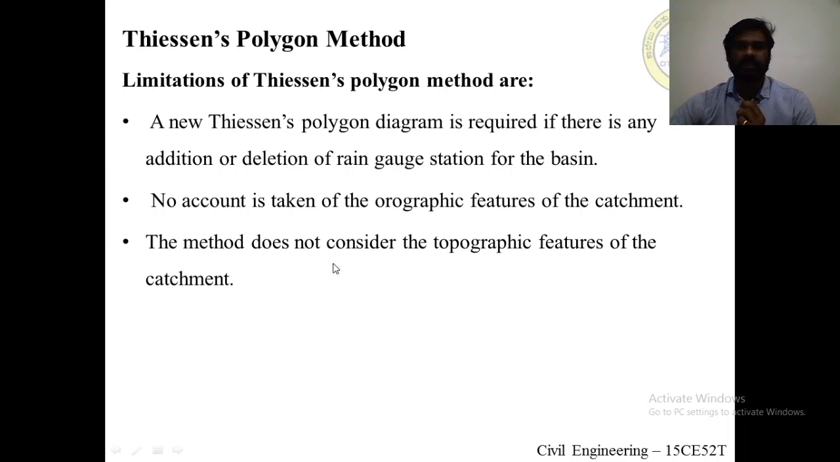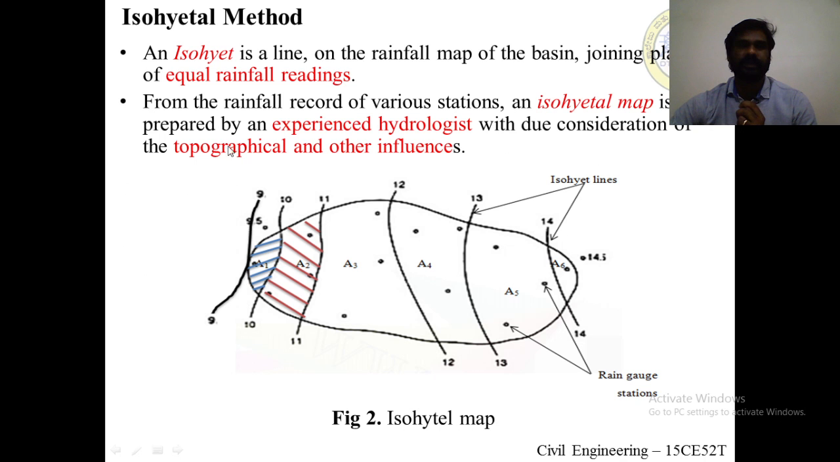Also, this method does not consider the topographic features of the catchment. These are the limitations. Next we will see the isohyetal method. Before that, first we have to know what an isohyet line is.